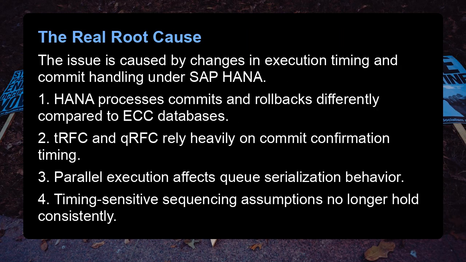The real root cause. The issue is caused by changes in execution timing and commit handling under SAP HANA. 1. HANA processes commits and rollbacks differently compared to ECC databases. 2. TRFC and QRFC rely heavily on commit confirmation timing. 3. Parallel execution affects queue serialization behavior. 4. Timing-sensitive sequencing assumptions no longer hold consistently.